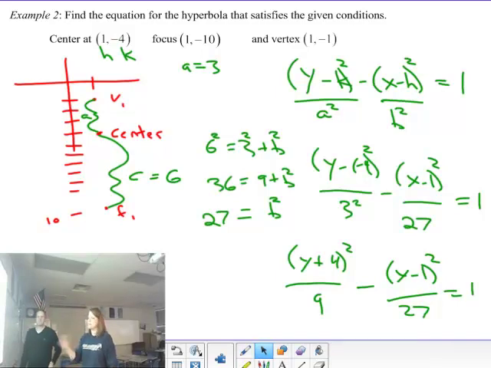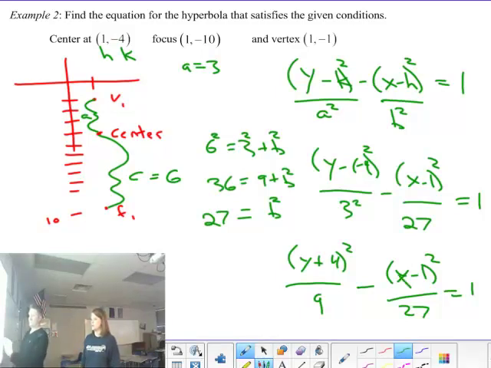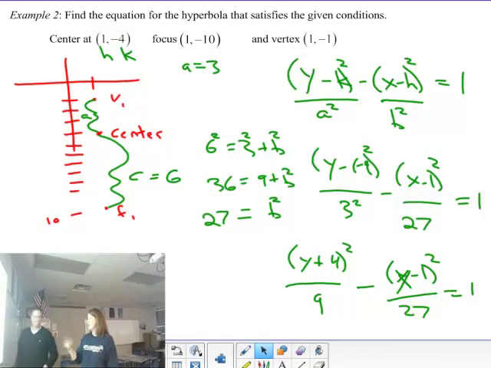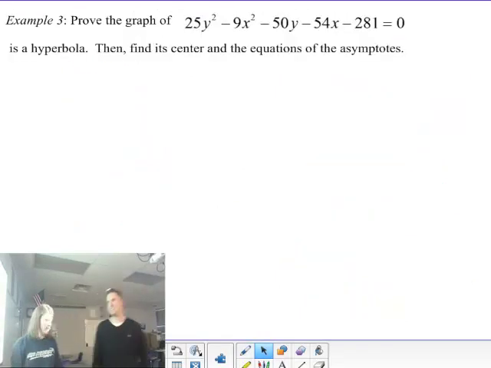Again, they could give you lots of different information. They might give you some information about a transverse axis. They might give you some information about a picture or some asymptotes. They're going to give you enough information. You have to trust the writers of the problem that they're going to give you what you need. Okay, and then we come to our last and very favorite question.